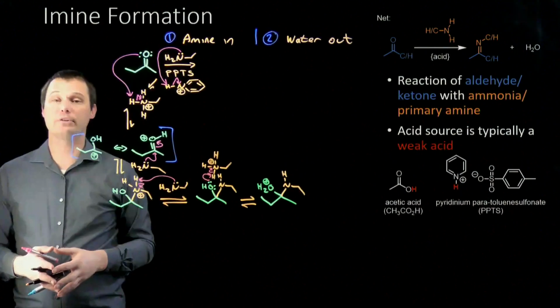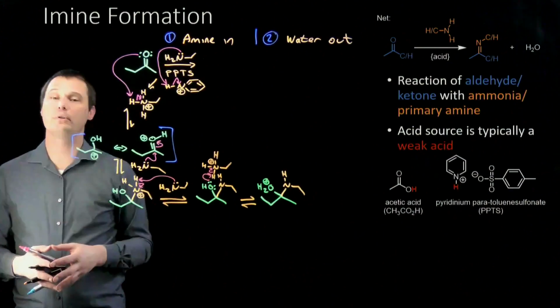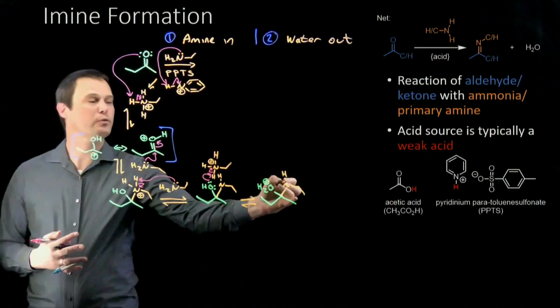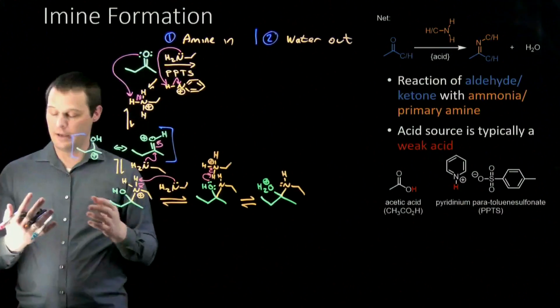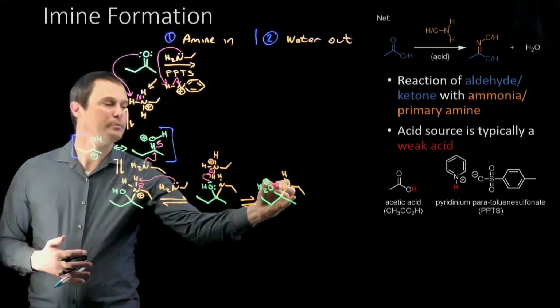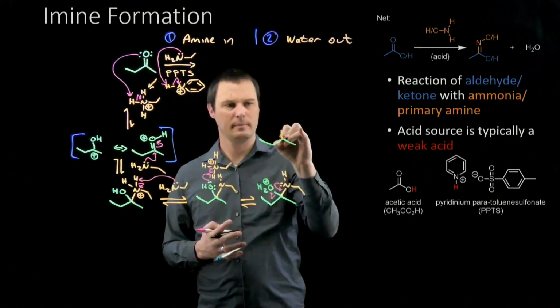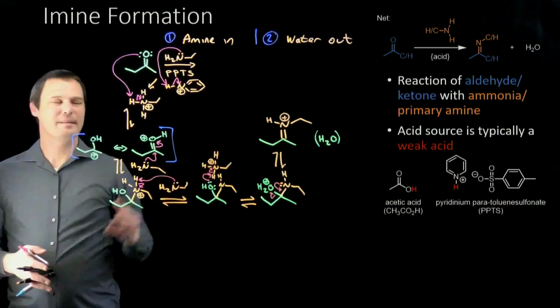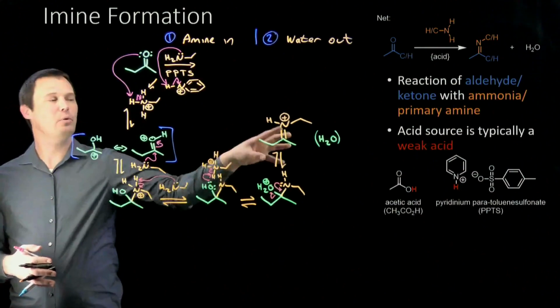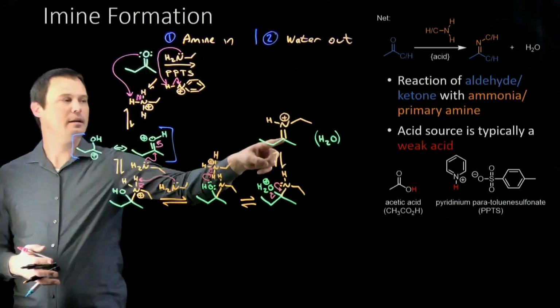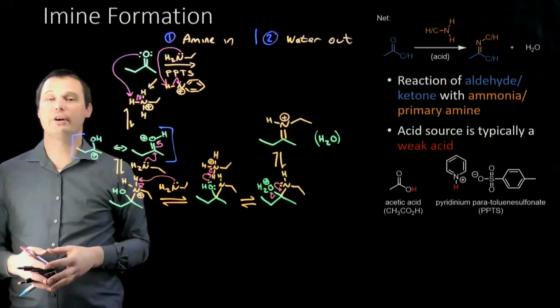Now we're ready to do part 2, getting the water out. To do that, we can drop a lone pair of electrons down from nitrogen to form a carbon-nitrogen double bond, and that will kick out water as a leaving group. That leaving group expulsion step is also reversible. Water is a weak nucleophile, but it can attack this carbonyl because it is positively charged and activated.